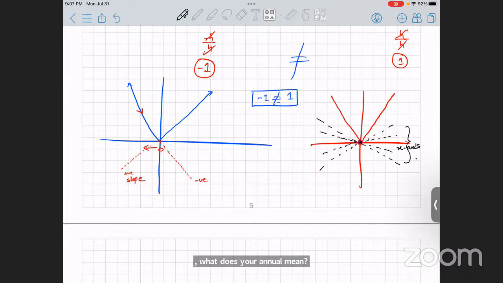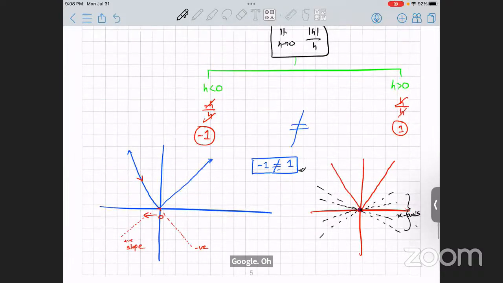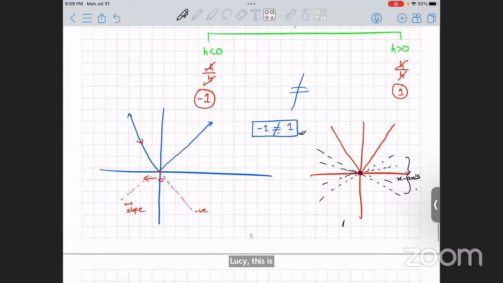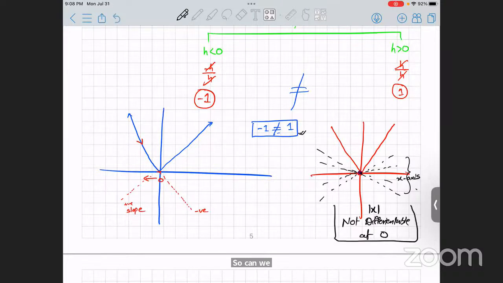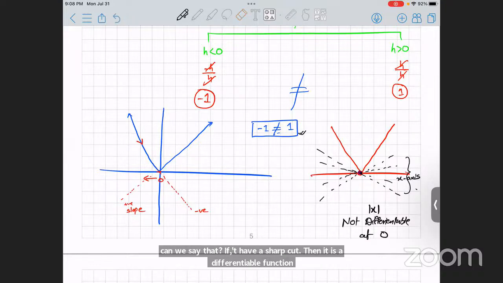Because it is not differentiable at x equal to 0. That's the reason why these two limits are not equal. This function is not differentiable at 0. So can we say that if a graph doesn't have a sharp cut, then it is a differentiable function? Yes, you can say it like this.